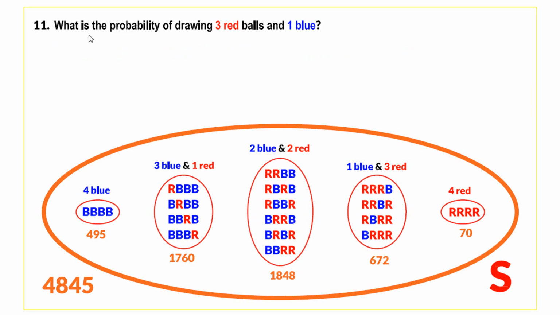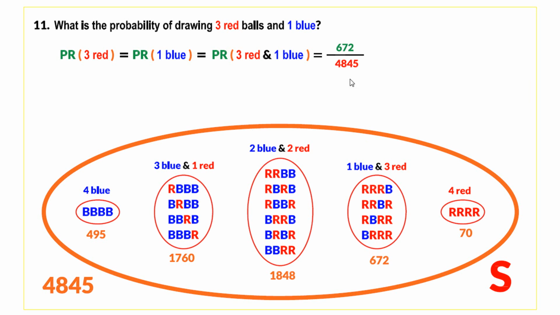Question 11. What is the probability of drawing 3 red and 1 blue ball? So this is the event here, and as we did before, we divide the number of favored outcomes, which is 672, over the total number of elements in the sample space, and we get 0.138.